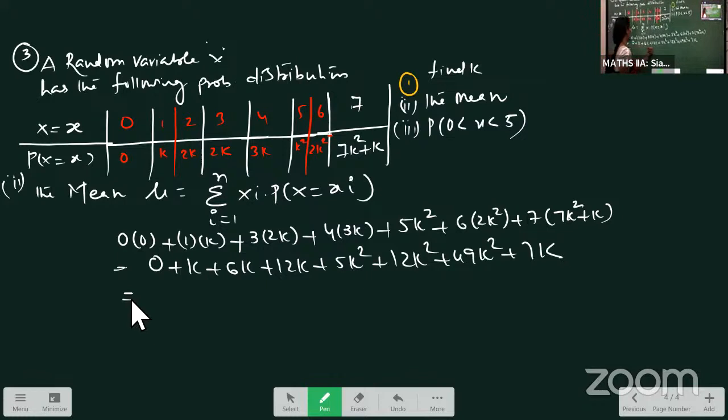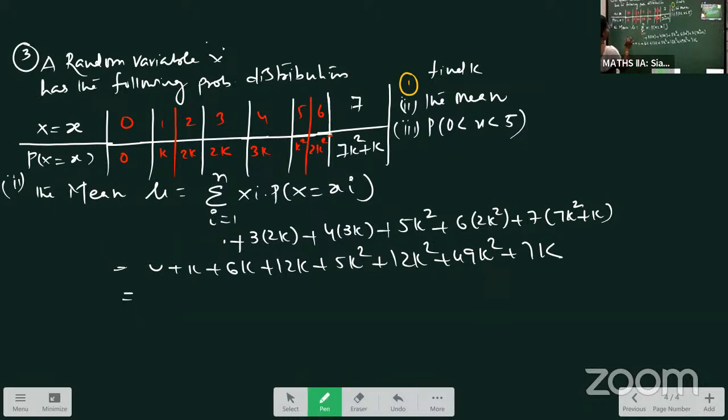So this is 8k, this is 20k, 27k. Wait for a while, 7k is there I think. 0 plus 4k, one minute, wait for a while. I have missed one term here.